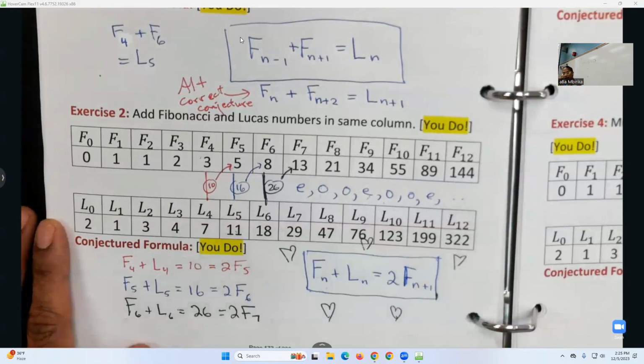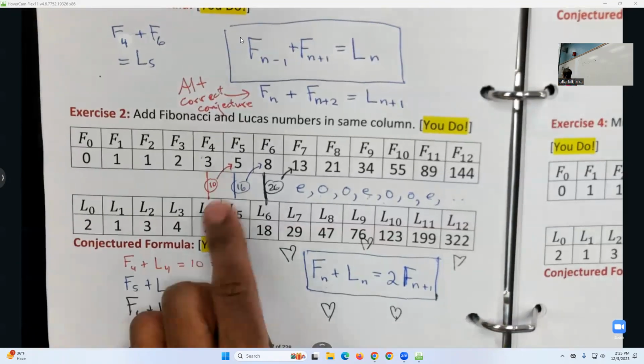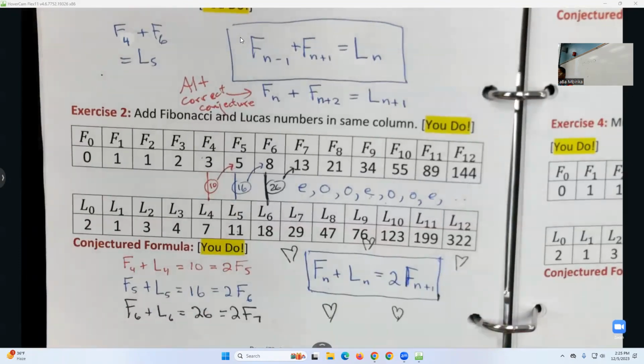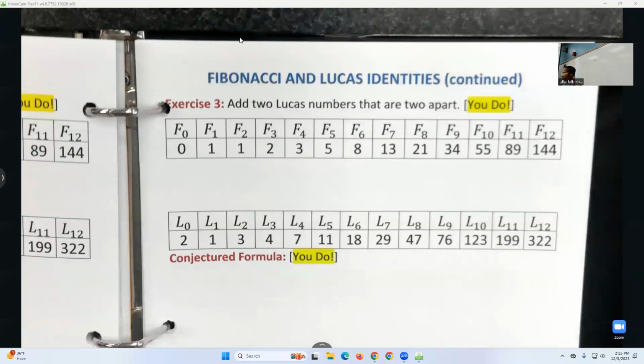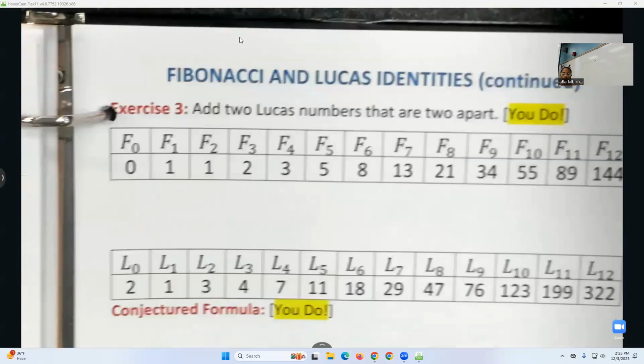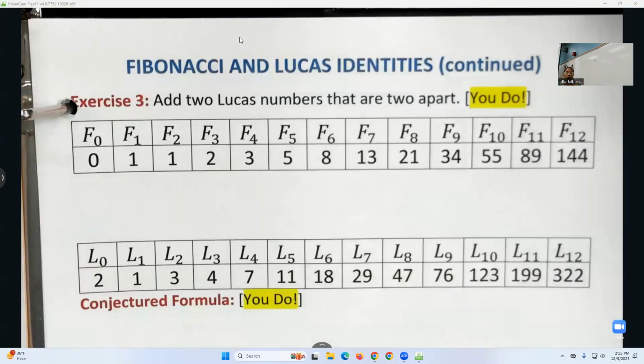Okay, so that's a cool fact. Adding things like that, we get double Fn plus 1. So let's think about more of the intimacy of the two sequences, and it definitely is intimate. These sequences are so in love with each other. True love, they will never break.